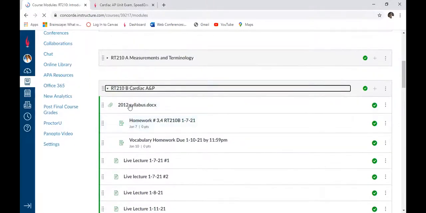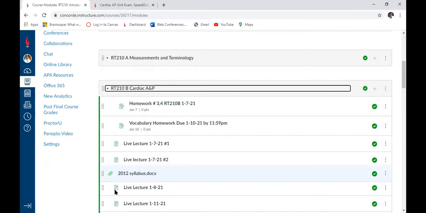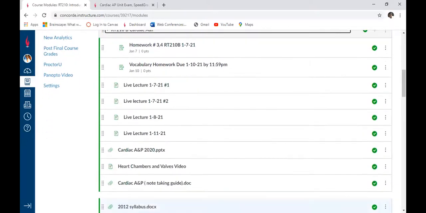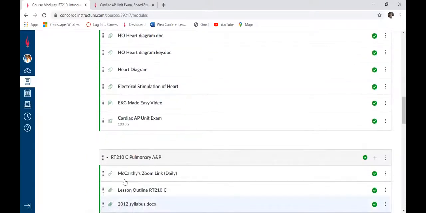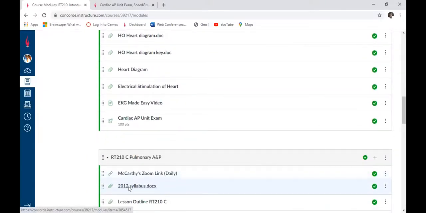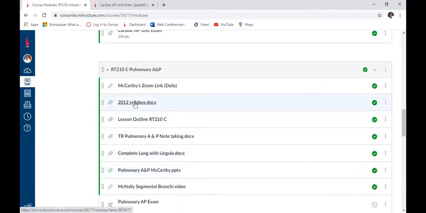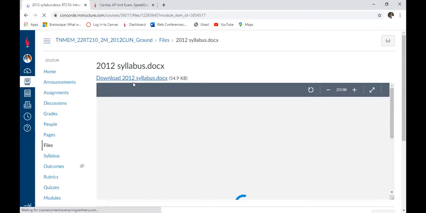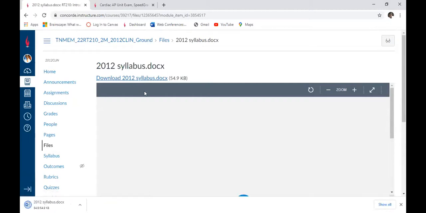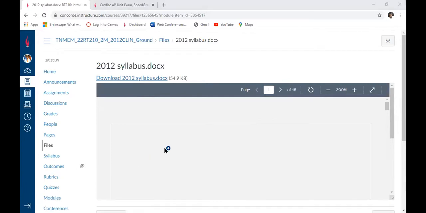So see how it says 2012 syllabus? I'm going to move it down to 210C. So the syllabus will always be in each module that we do. Boom, there it is, the syllabus in 210C. What chapters do we need to be looking at in Egan's for the syllabus, for this chapter? Okay. So here's the syllabus.